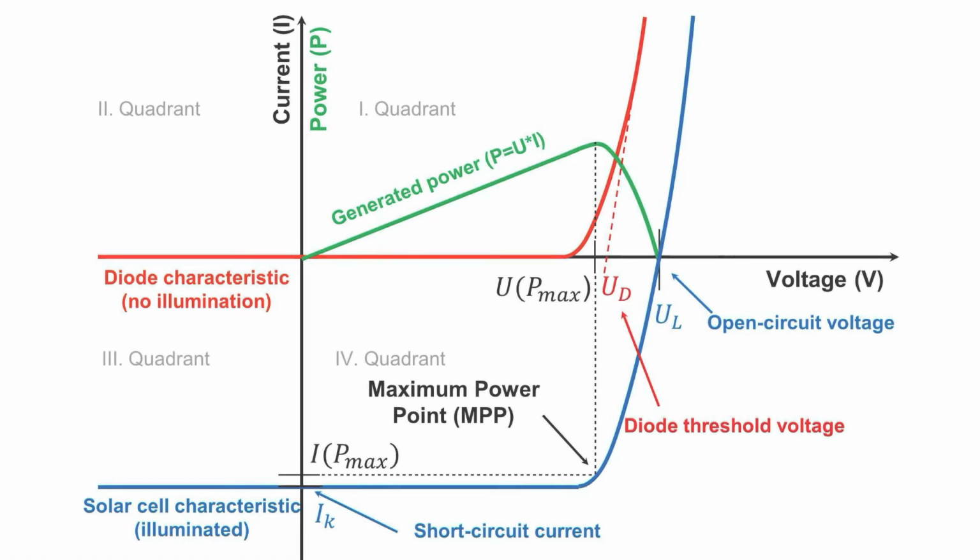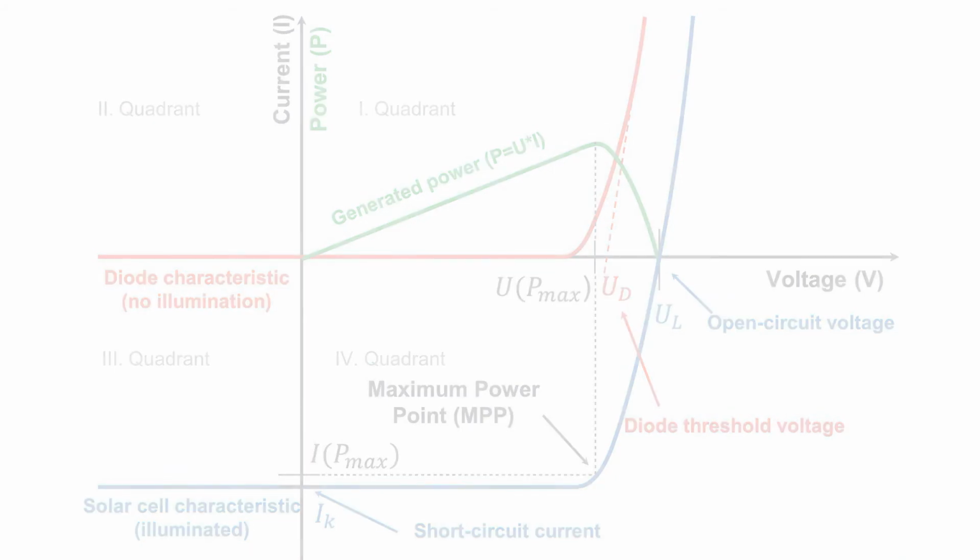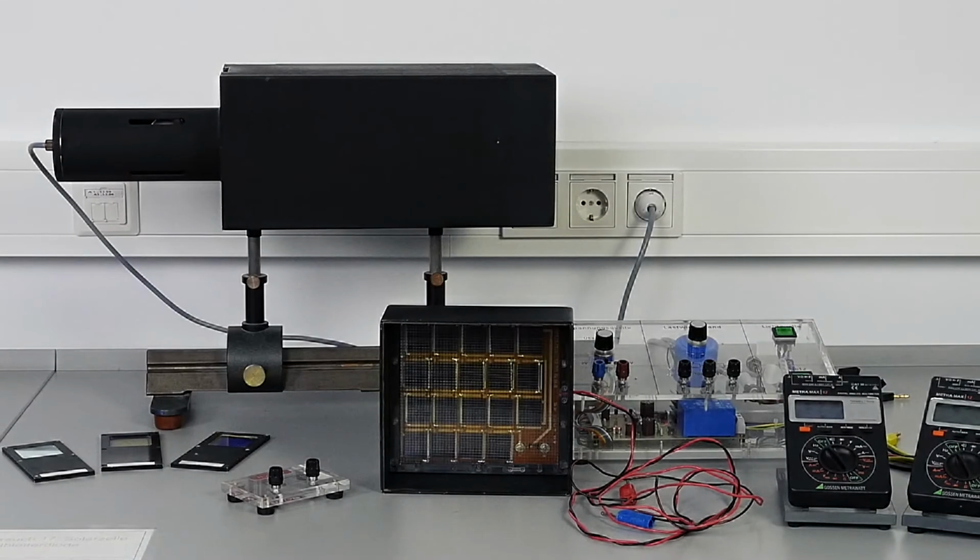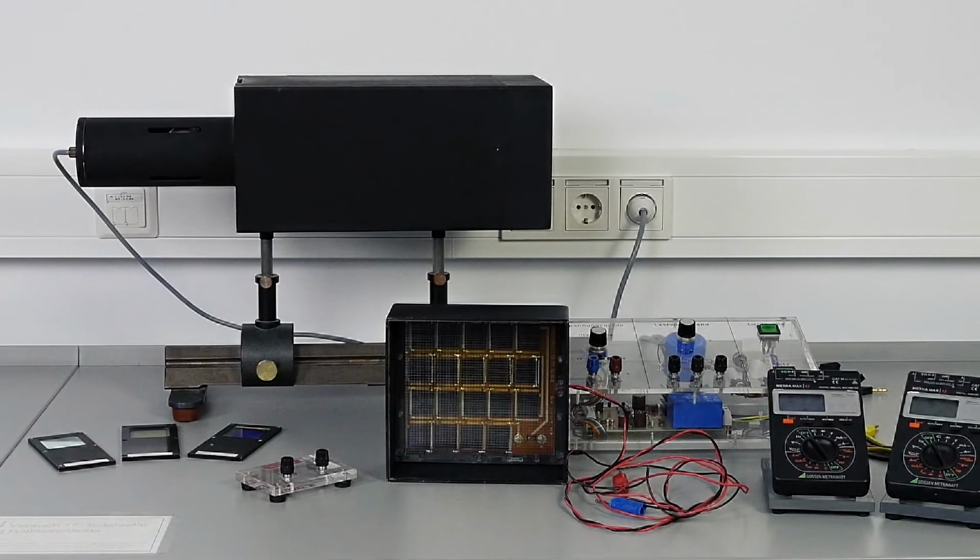From the measurements, you can now draw the characteristic curves of the diode and solar cell in different configurations. From these, you can determine the diode threshold voltage, the short circuit current, the open circuit voltage, the maximum power point, as well as the spectral sensitivity.